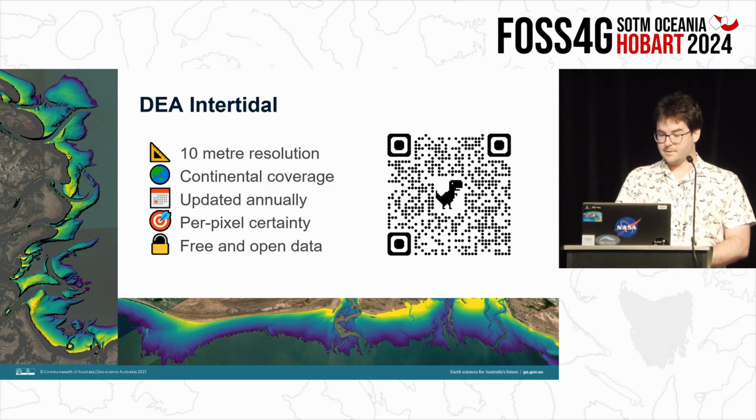So just to finish up, the Digital Earth Intertidal product is all available as free and open data online. There's metadata there describing where it works, where it doesn't, and how to access the data. And it comes with elevation, uncertainty, and some other layers that help you contextualize it.